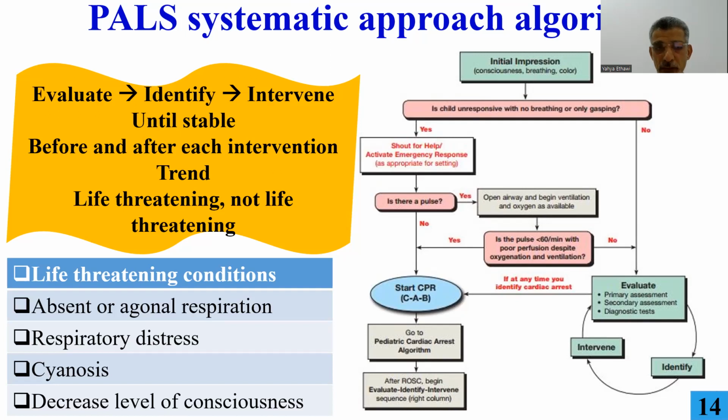Now, when we identify a problem, we should always say, is it life-threatening or not life-threatening? In our identification of the primary assessment, remember, not the initial, it's the second block of time, our life-threatening conditions are absent or agonal respiration. What is agonal? Anybody knows what is agonal?